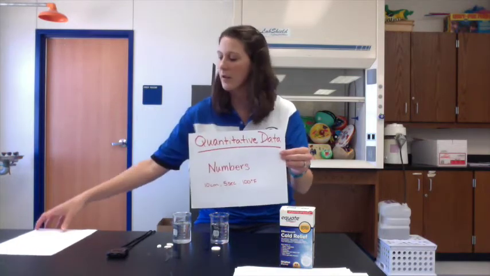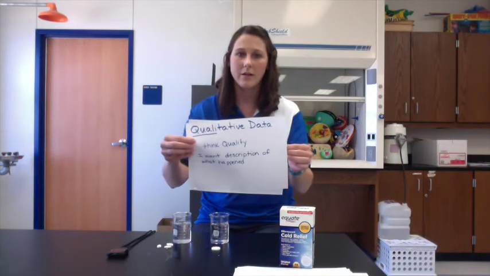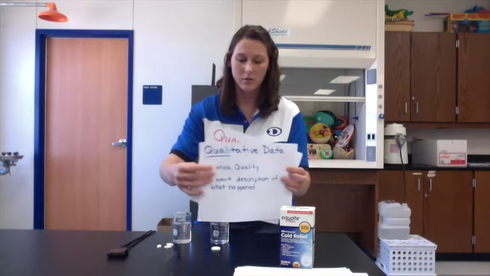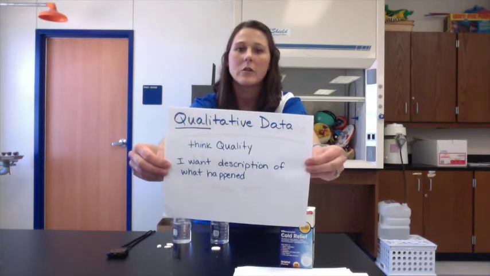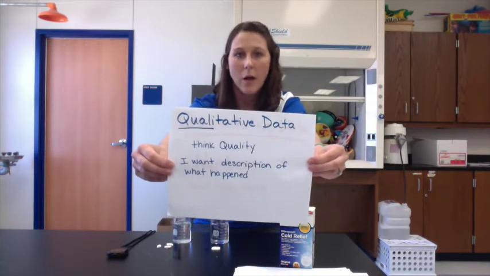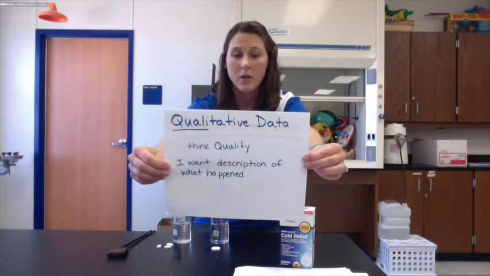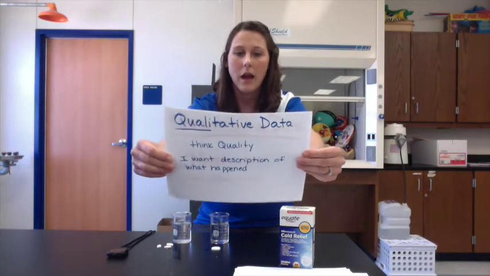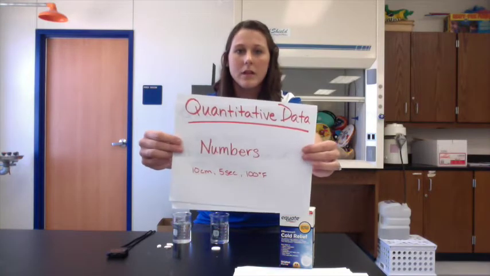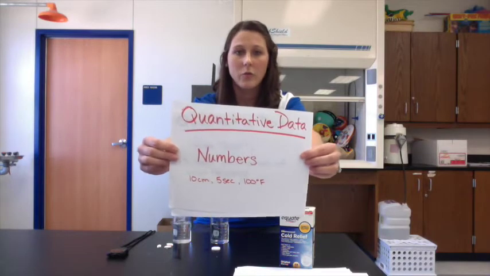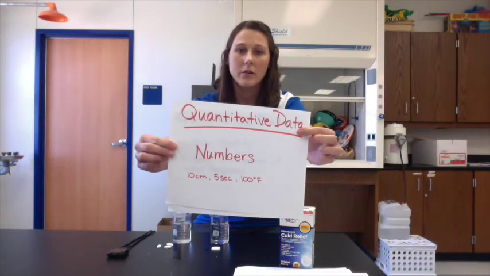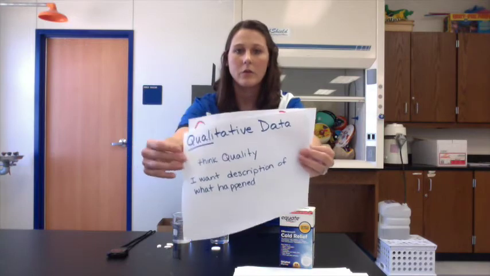The next 2 words we have are quantitative data and qualitative data. 2 big words. So let's start with qualitative data. Think quality. I want a description of what happens. So give me your observation. Give it to me in words. So we'll talk a little bit more about that afterwards. And then quantitative data is numbers. How fast, how far, how long. What's the temperature? So anything with numbers is quantitative. Anything with a description is qualitative. Okay?